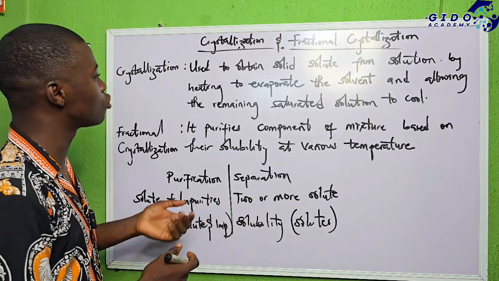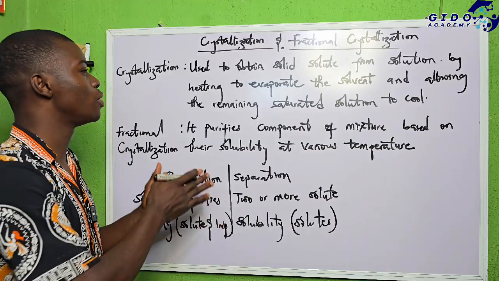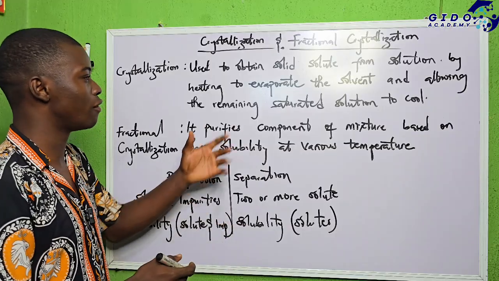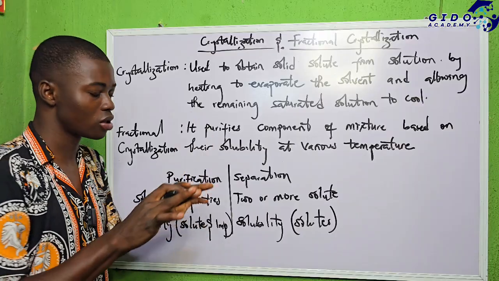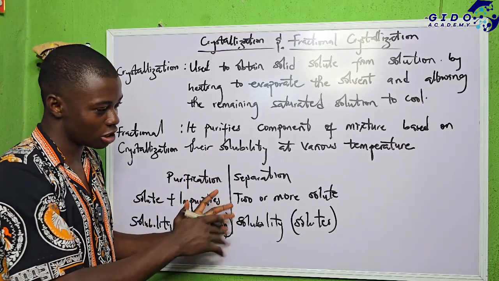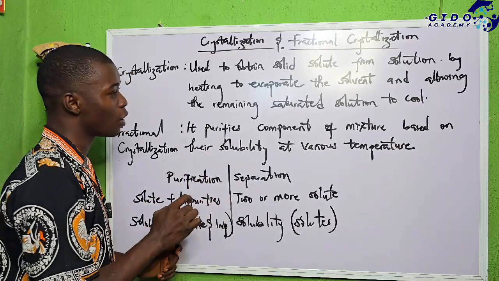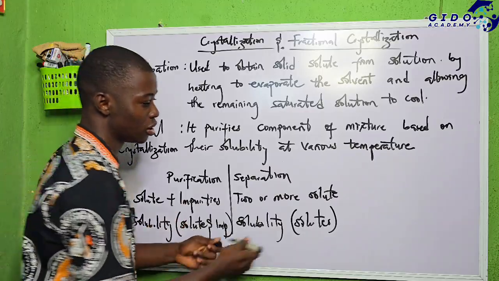So, crystallization is used to obtain solid solutes from a solution by heating to evaporation the solute and then allowing the remaining saturated solution to do what? To cool off. Let me explain what this statement means. Now, what is a saturated solution?